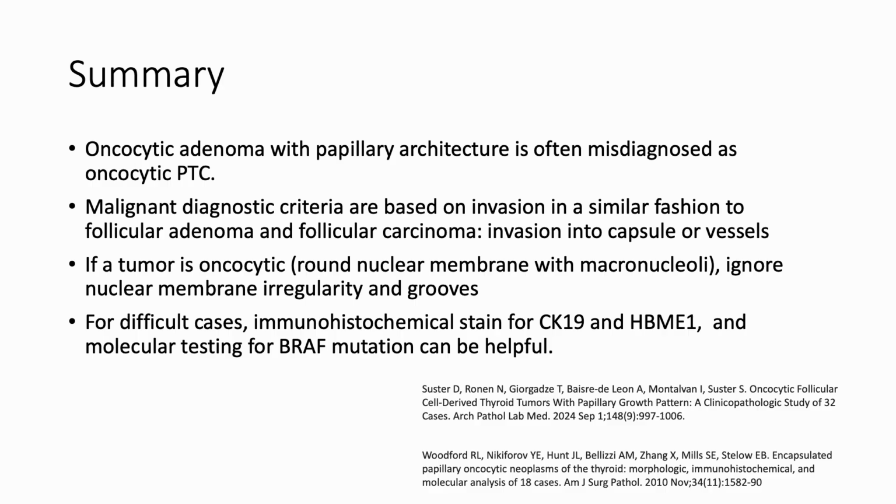These tumors are HBME1 negative, usually CK19 negative, and BRAF wild type, supporting their distinction from PTC. Therefore, when a tumor is oncocytic, focal nuclear membrane irregularity and grooves should be ignored. In contrast, oncocytic PTC shows diffuse, unequivocal PTC nuclear features.